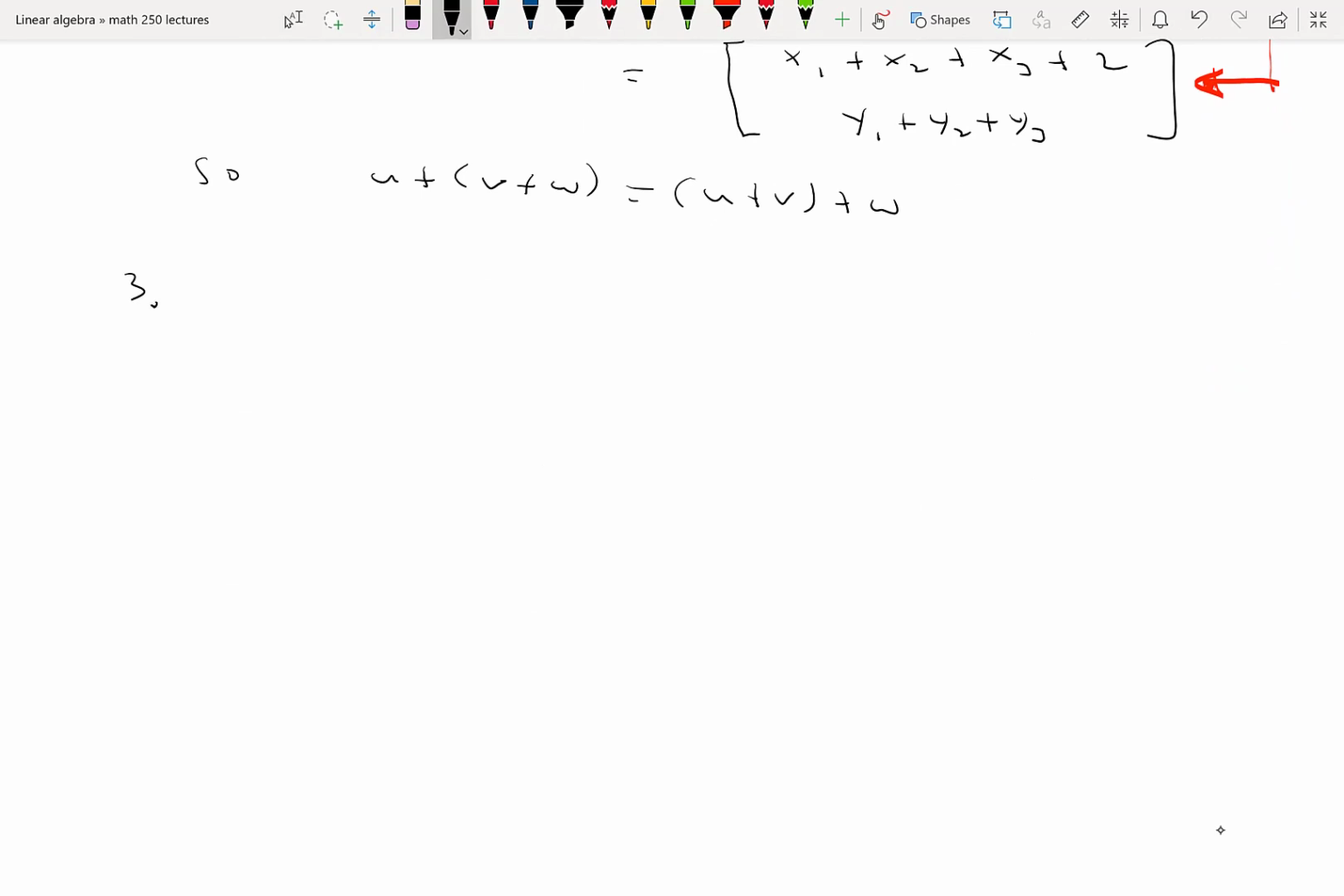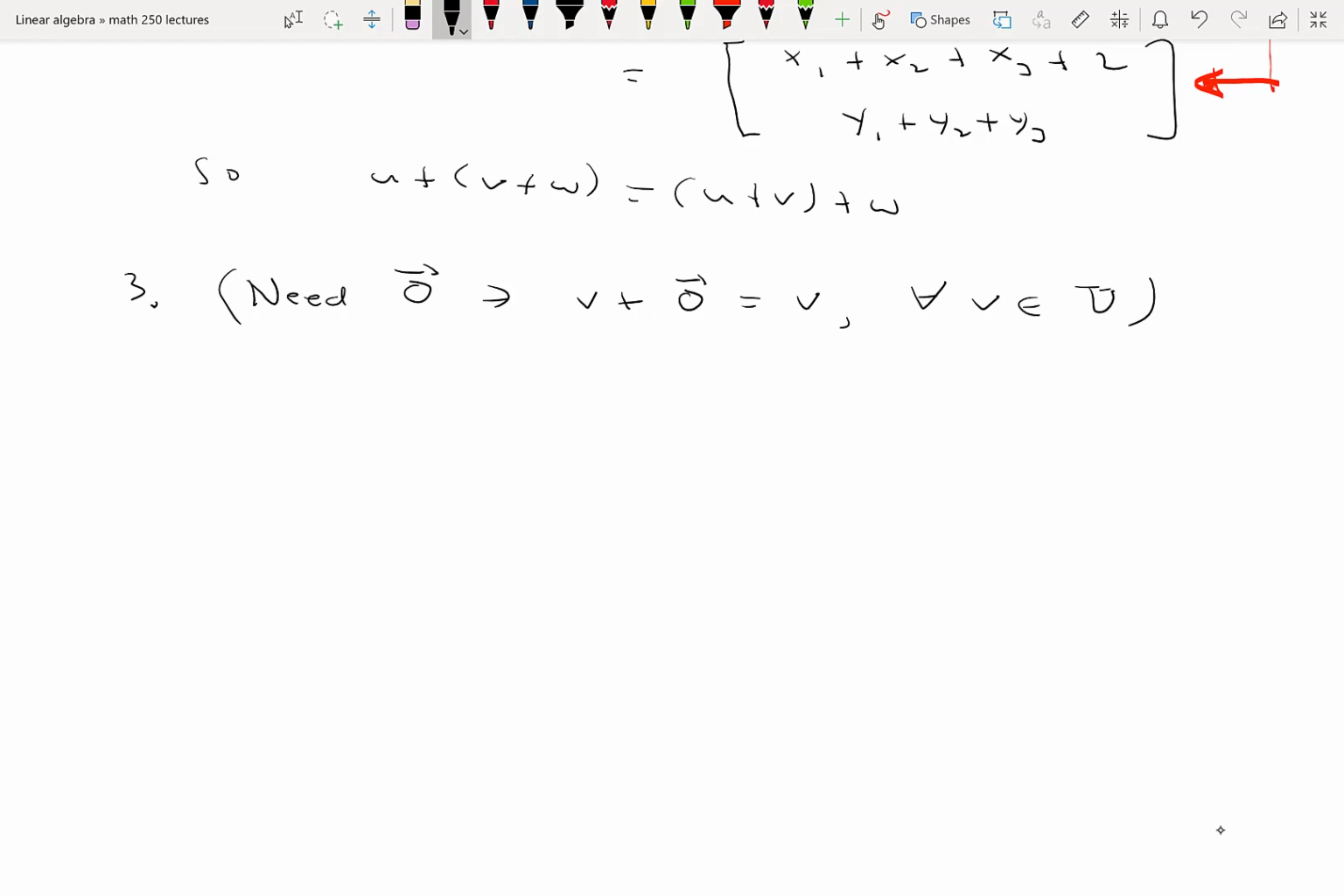3 and 4, remember, these are existence properties. These are properties where we have to find something. We have to find 0 in number 3, and we have to find opposites in number 4. We have to find a 0 vector in property 3. Property 3, I need a 0 vector such that v plus 0 equals v for every v in the vector space.